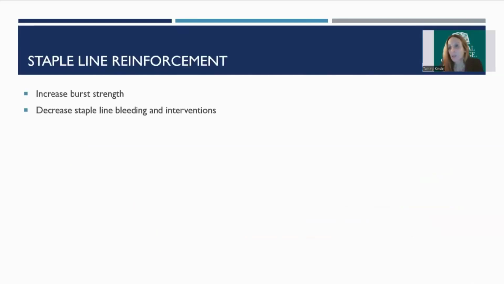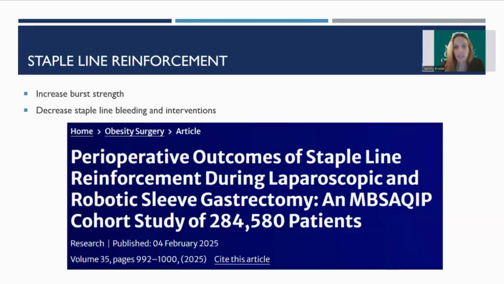Now, staple line reinforcement has been around for a while, and this is maybe the one that actually has some literature supporting or not supporting the technology. The concept of staple line reinforcement is to have increased burst strength, so you need higher pressures to compromise the staple line, which theoretically would decrease primarily bleeding, although potentially leaks, and then interventions needed for bleeding.